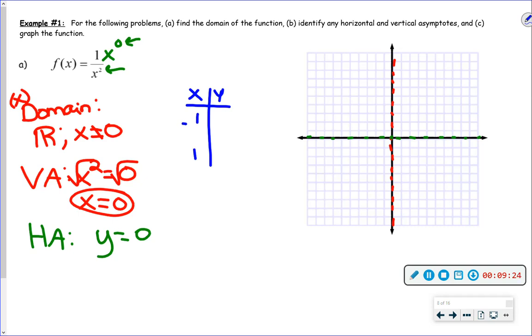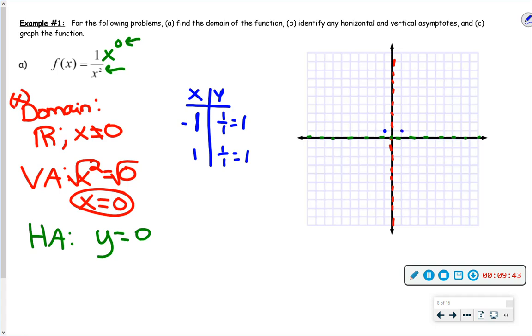And I'm just going to punch them in, calculate it, whatever. So if I put -1 in here, -1 squared is 1. So you have 1 over 1. -1, 1. I'm going to plot that real quick. Then I'm going to put a 1 in for x. 1 squared, 1.